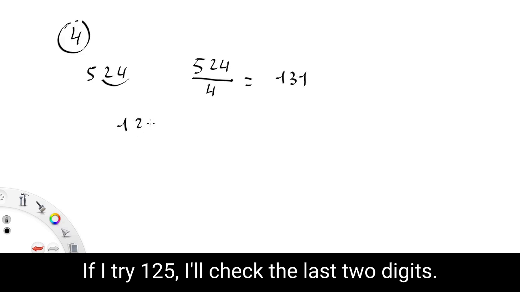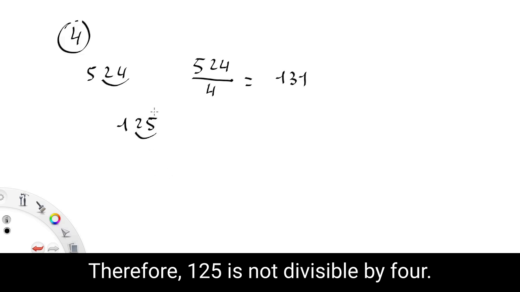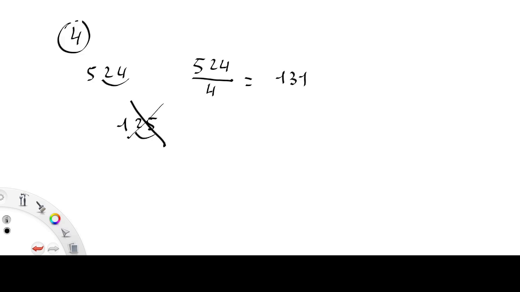Let's see another example. If I try 125, I'll check the last two digits. 25 is not divisible by 4. Therefore, 125 is not divisible by 4.